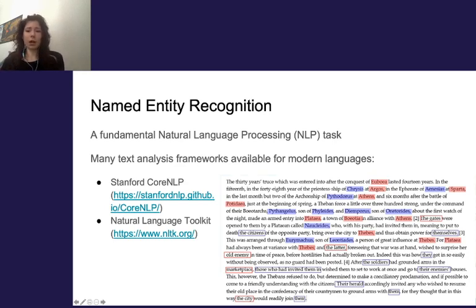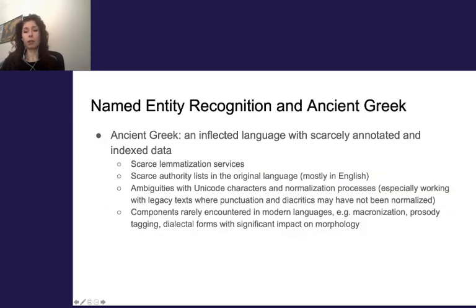For modern languages, and particularly Central European languages and English, there are many text analysis frameworks, methods, pipelines that perform this task as an integrated task with many others, like tokenization, lemmatization, normalization if necessary, part-of-speech tagging, morphological tagging, and so on. And the two most commonly used ones are the Stanford CoreNLP and the Natural Language Toolkit, NLTK. However, none of these services support ancient languages out of the box directly. And this depends on the fact that ancient languages, and particularly ancient Greek in our case, is a non-standard language in terms of NLP research.